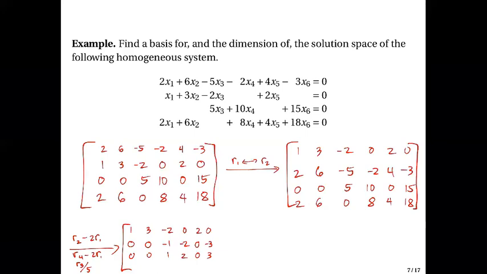Oh, this is nice. And then row 4, we have row 4 minus 2 row 1. So 2 minus 2 again, that's 0. 6 minus 2 times 3, again that's 0. And then here, 0 minus 2 times -2, that's positive 4. 8 minus 0, that's just 8. And then 4 minus 2 times 2, again that becomes 0. And then you have your 18 minus 0, so you have 18.